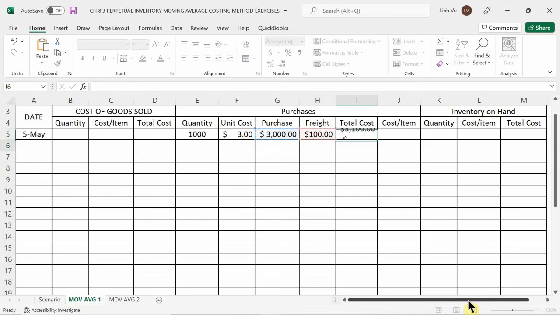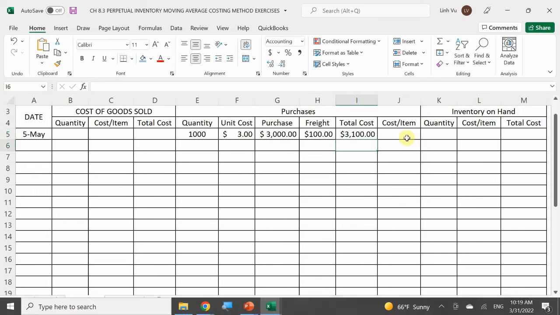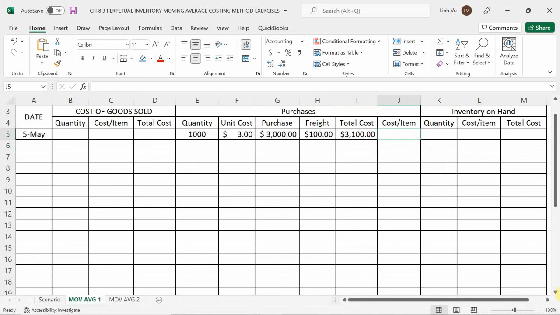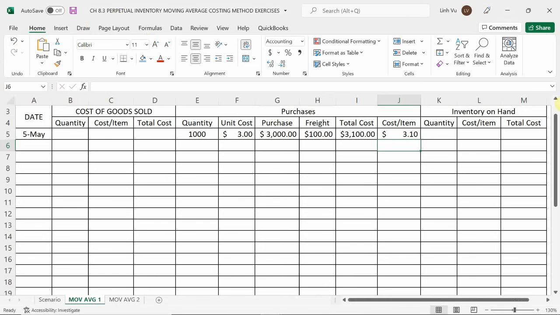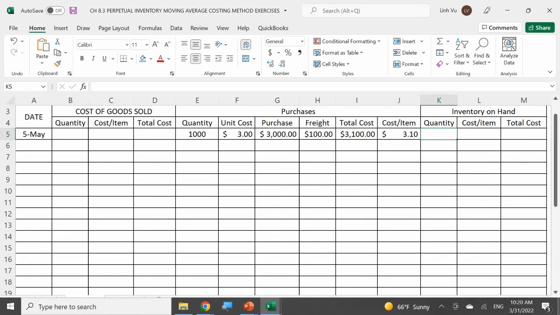And what is my total cost? $3,100. Okay? So right now, since I only have one batch of inventory and one batch only, what is my average cost per item right now? $3.10, right? And this is what I'm going to do. I'm going to carry this value over into my inventory on hand.